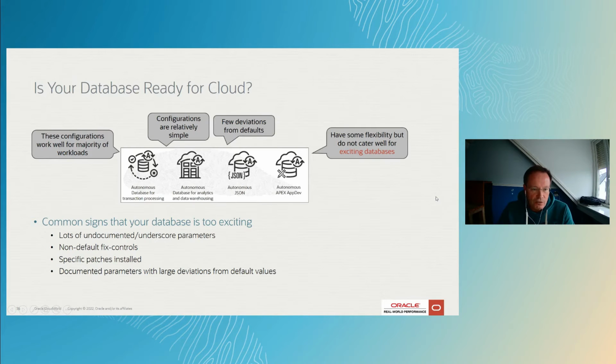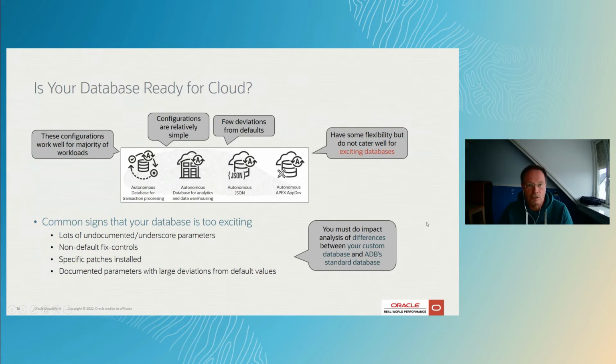So is your database ready for the cloud? How exciting is your database? Do you have lots of undocumented parameters? Do you have non-default fixed controls, or maybe specific one-off patches installed on your on-premises database Oracle Home? Or maybe you have documented parameters, but their values deviate very largely from the default values. These are common signs that your database may be too exciting, and you need to be careful in moving to Autonomous Database.